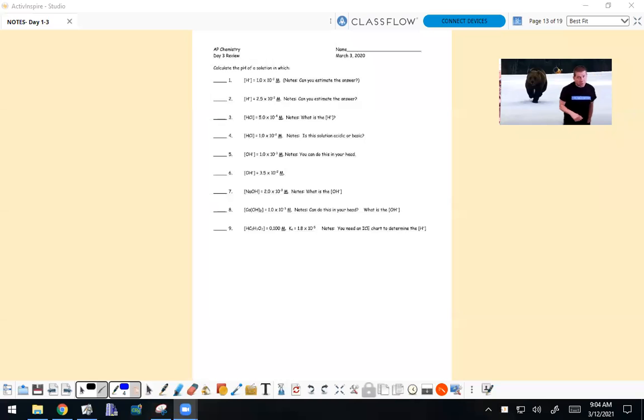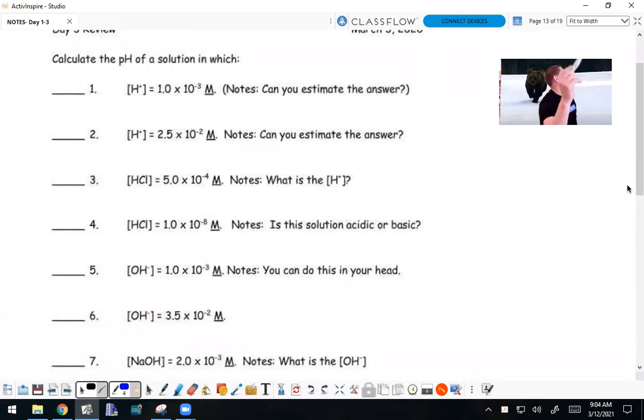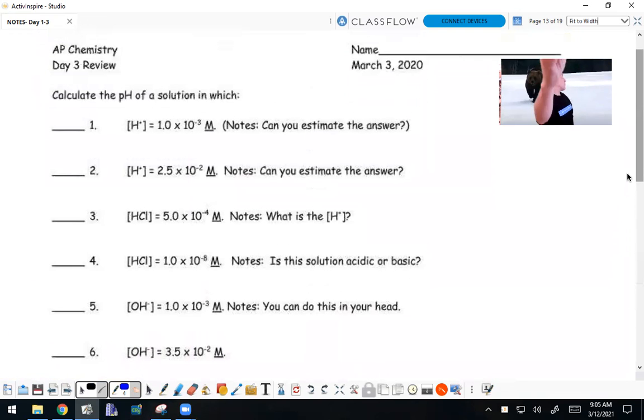So, some practice with pH. Hit pause and try this. This is in Google Classroom under our acid-base unit. It says day three materials, something like that. It has this, and it also has something else that you'll need: the ionization chart for acids. So give it a try. I'm about to give the answer, so hit pause. All right, so here goes.